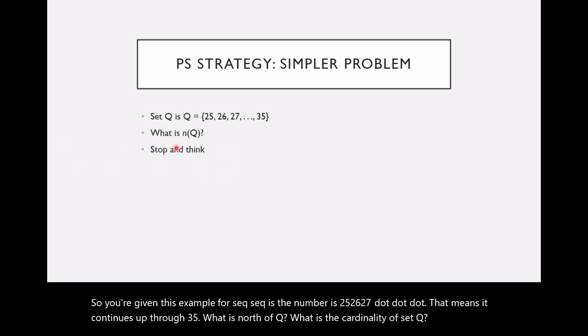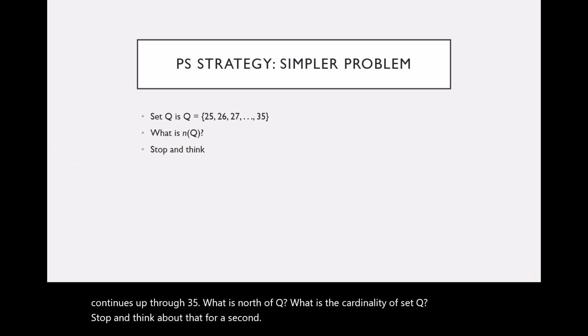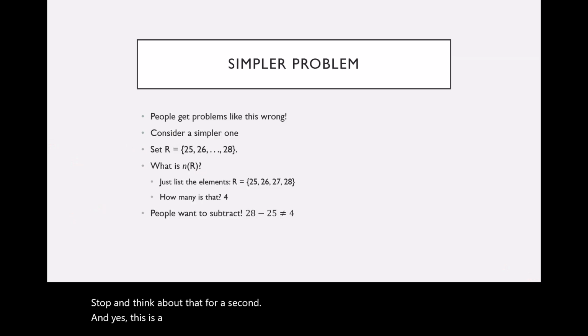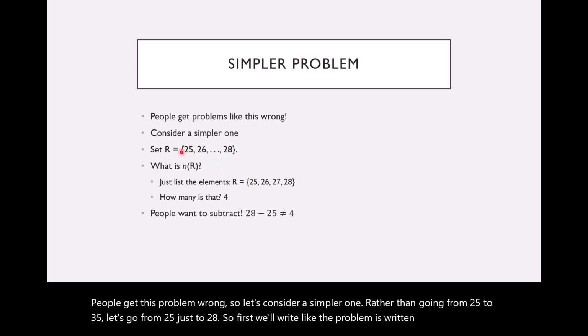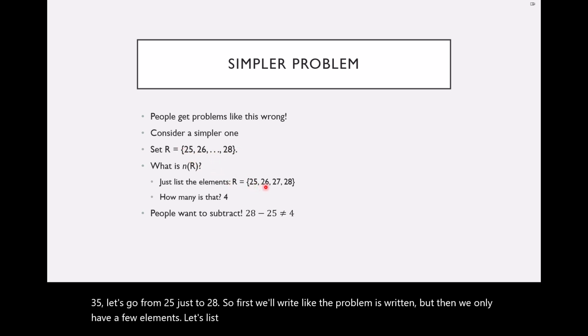Stop and think about that for a second. And yes, this is a trick question. People get this problem wrong. So let's consider a simpler one. Rather than going from 25 to 35, let's go from 25 just to 28. So first we'll write it like the problem is written, but then we only have a few elements. Let's list them out. 25, 26, 27, 28. How many is that? There are 4. N of R is 4.